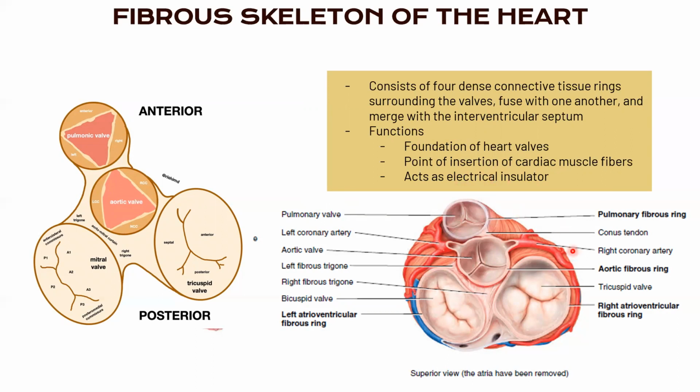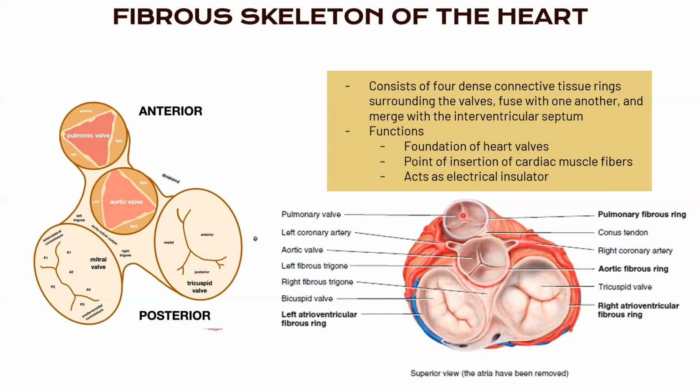This is a superior view. This is anterior, this is posterior, right side, left side. So here you could see the pulmonary trunk, pulmonary valve, and the aortic valve for the aorta. This is the right tricuspid valve, 1, 2, 3, and the mitral or bicuspid valve, only 2.